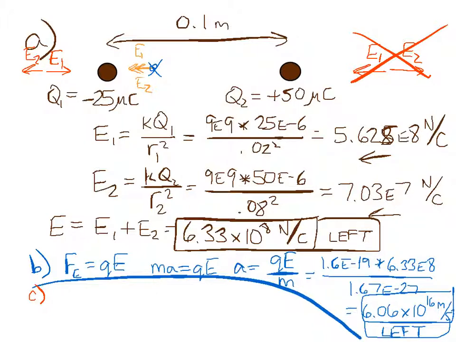There is a way to figure out the exact distance if you really want to go through and set up the equations, set the two electric fields equal to each other, but I'm not expecting you to do that right now. Just know that the electric field can be 0 to the left of Q1.